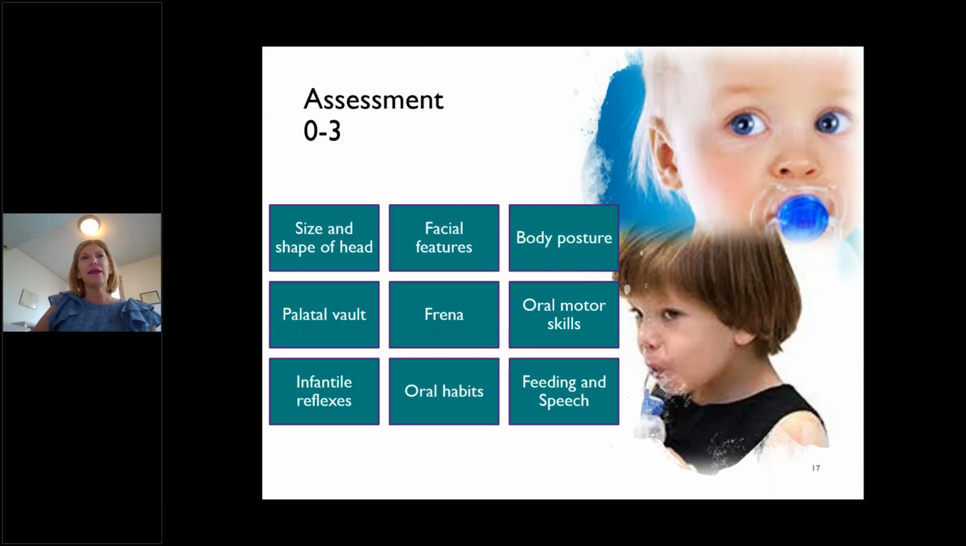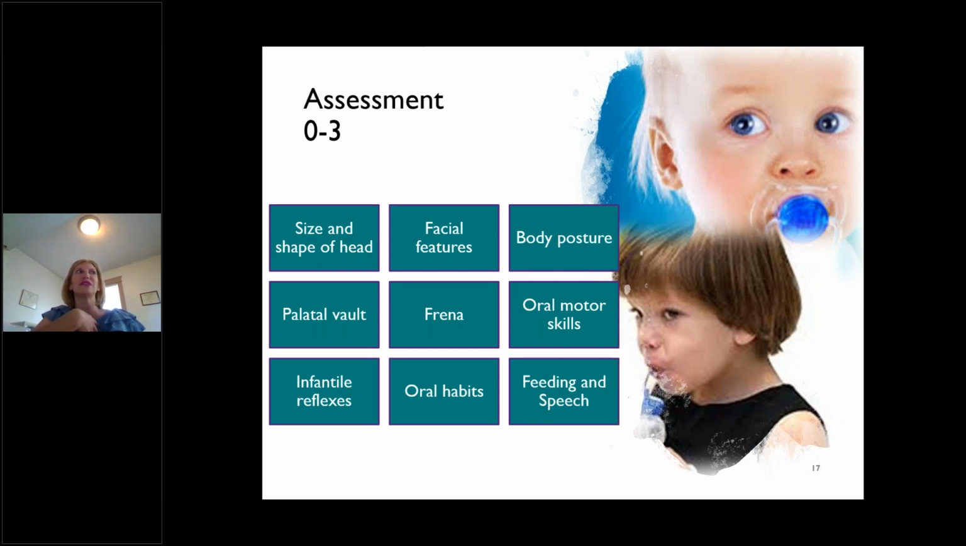So with that being said, we are going to take a walk through assessment in that 0 to 3 population. We're going to look at the size and shape of the head, the facial features, the body posture, the palatal vault, the frena, oral motor skills, infantile reflexes, oral habits, feeding, and speech. And of course, this is an overview because we only have a little under 2 hours with break and with Q&A. So this is going to be an overview, but we do teach full day classes on this.